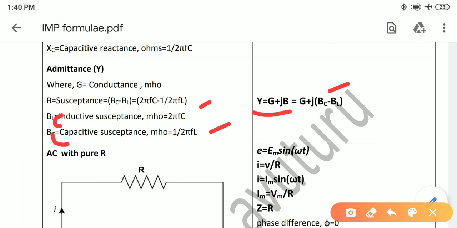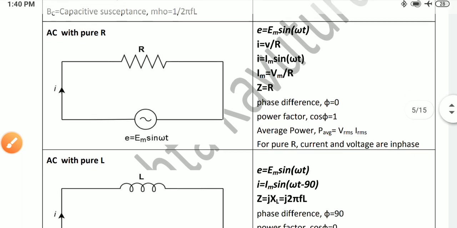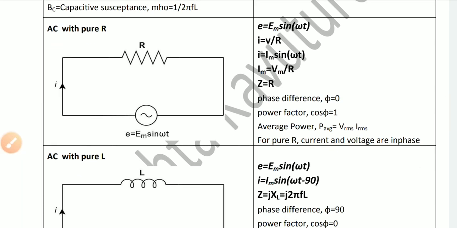So here the value of BC is 2 pi FC, the value of BL is 1 by 2 pi FL. So BL is called inductive susceptance, BC is called capacitive susceptance. Therefore here the unit for conductance is mho, the unit for susceptance is also mho, therefore the unit for admittance is mho or Siemens. Now we will see some circuits with the pure resistance supplied with the AC.